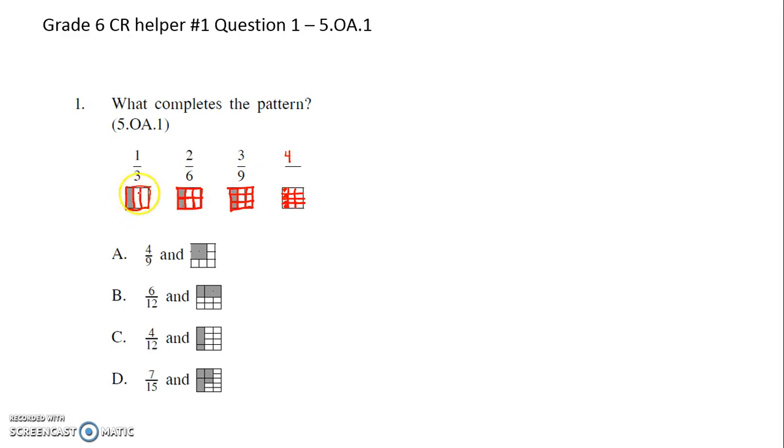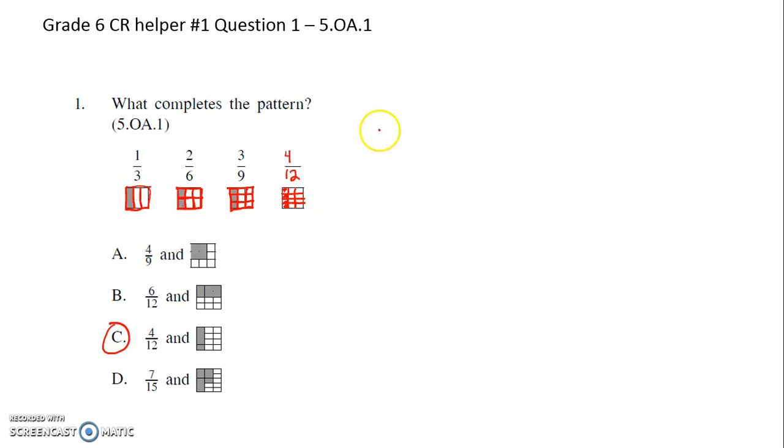And now that I've chopped this up, we can see how many boxes total. This one here had 1, 2, 3 boxes total. This one here had 1, 2, 3, 4, 5, 6 boxes total. This one right here had 1, 2, 3, 4, 5, 6, 7, 8, 9 boxes total. Let's see the total boxes here because that's what's going to go in the denominator. 1, 2, 3, 4, 5, 6, 7, 8, 9, 10, 11, 12. I bet you 4/12 is the answer. I bet you C would be the answer.